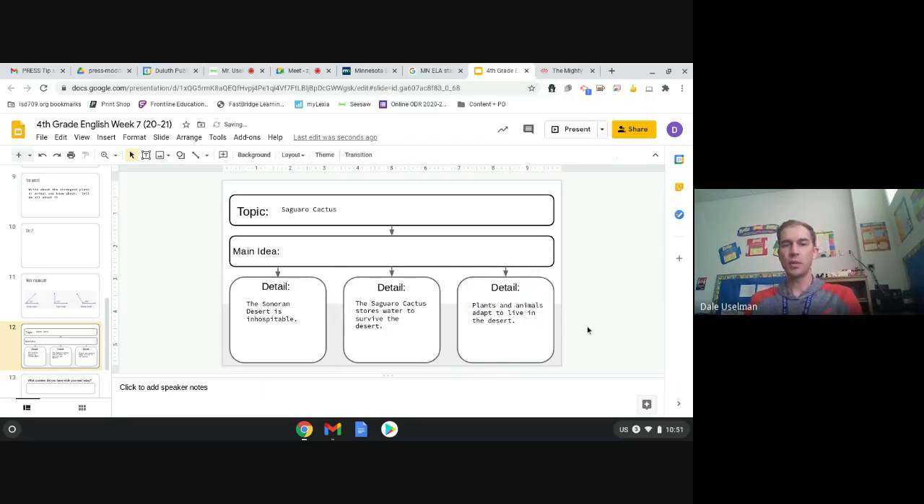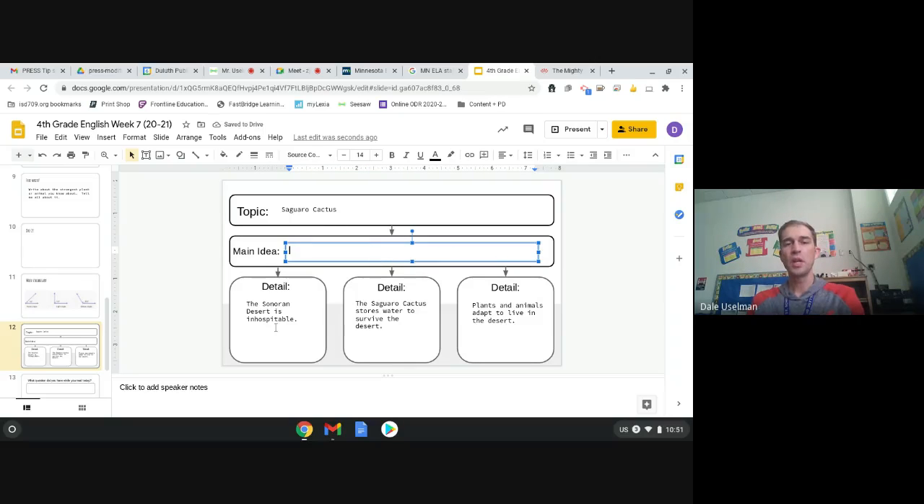All right. So now let's take a look at the details that we've identified. The Sonoran Desert is inhospitable. The saguaro cactus stores water to survive the desert, and plants and animals adapt to live in the desert. So now I'm going to think about my sentence for the main idea. And what I want to do is I want to include each of these details in there. I'm not going to write a 3-sentence main idea, but I'm going to include important parts of these details in the sentence. So I'm going to start it off with, I'll give you a chance to think about it first, and you can pause if you need more time to think about what your sentence would be.